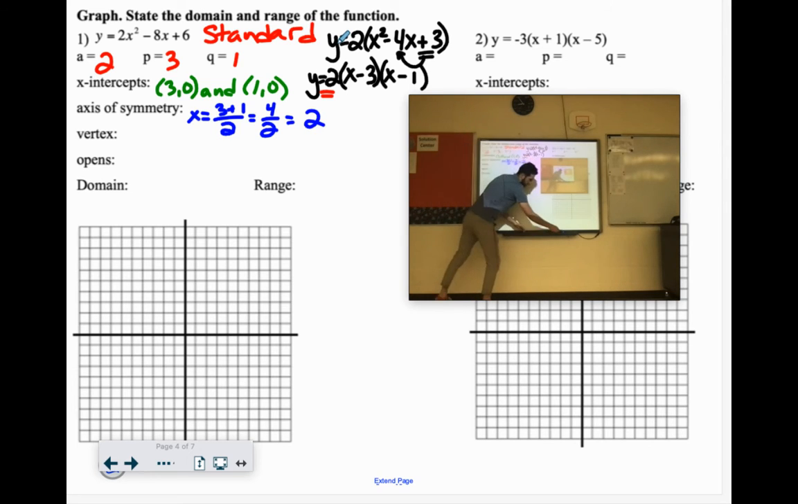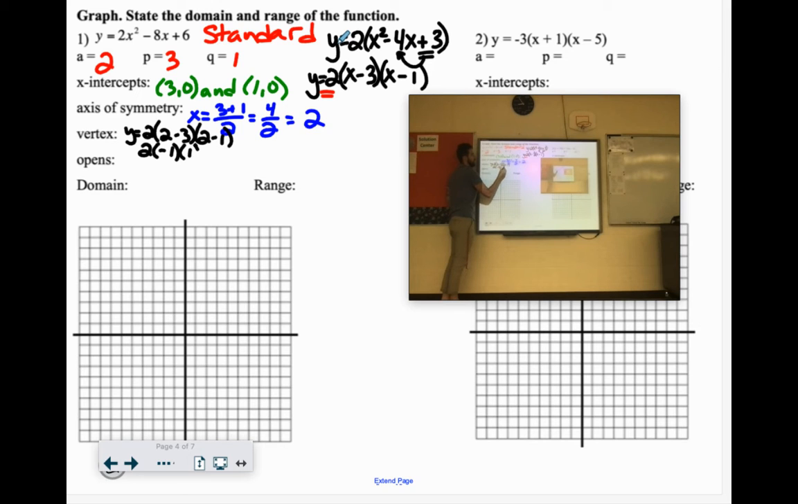Now when it says, well, what's the vertex? Here's our x-coordinate of the vertex. To figure out the y, we got to put it into the original formula, or we could even use the standard formula that we started with. But let's use the intercept formula. So y equals 2 parentheses x, which is 2, minus 3 times x, which is 2, minus 1. 2 minus 3 is negative 1. 2 minus 1 is positive 1.